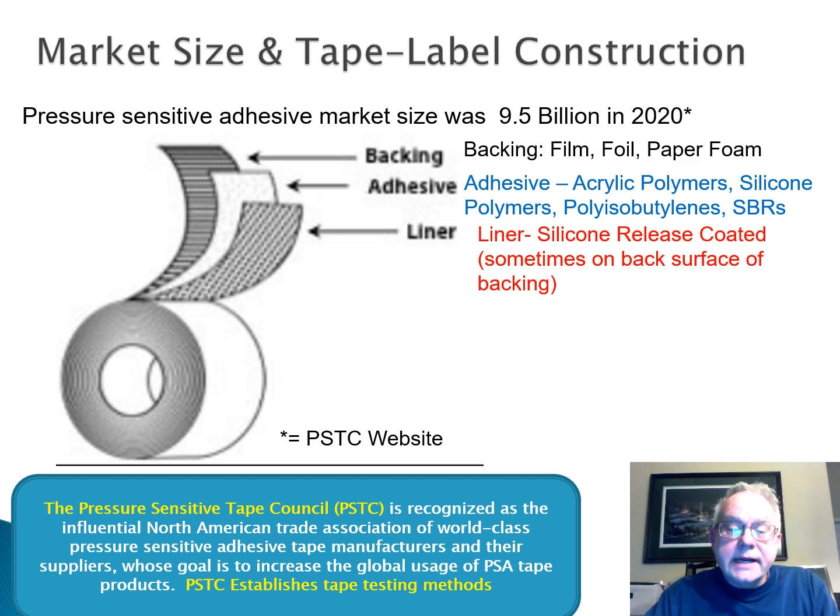Next, we'll discuss the dynamic mechanical analysis of pressure-sensitive adhesives. Those are adhesives used to manufacture tape. They're usually acrylic, silicone, or polyisobutylene polymers. The pressure-sensitive industry is growing rapidly due to their utility. The Pressure-Sensitive Tape Council establishes tape testing methods, and we'll see shortly how dynamic mechanical analysis can predict the results of those tape methods.